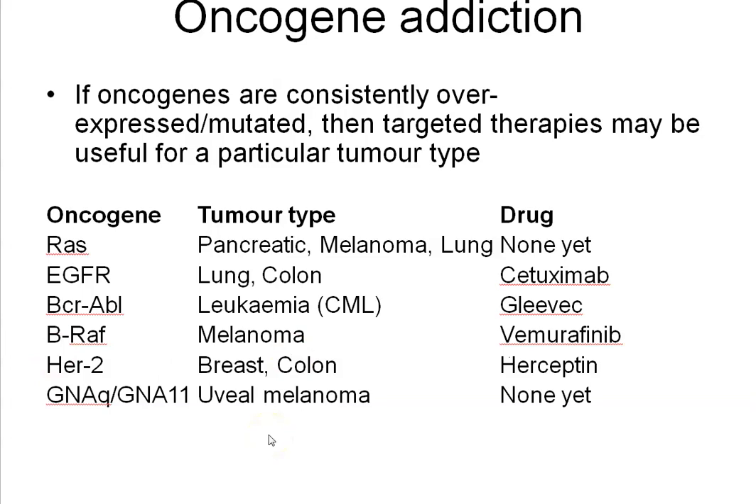There are other oncogenes which we think have oncogene addiction, particularly RAS, very frequently mutated in pancreatic cancer, melanomas when they don't have BRAF mutations, and lung cancer. And there is no approved drug yet. There is a new drug which is about to enter clinical trials, but there's no clinically available drug yet. I'll come on to uveal melanoma later on. Most uveal melanomas have got a mutation in GNAQ or GNA11, roughly in the same place, but again, there's no actual clinically available drug yet.